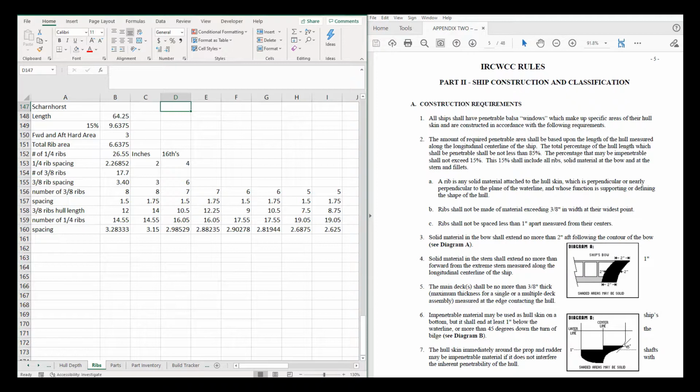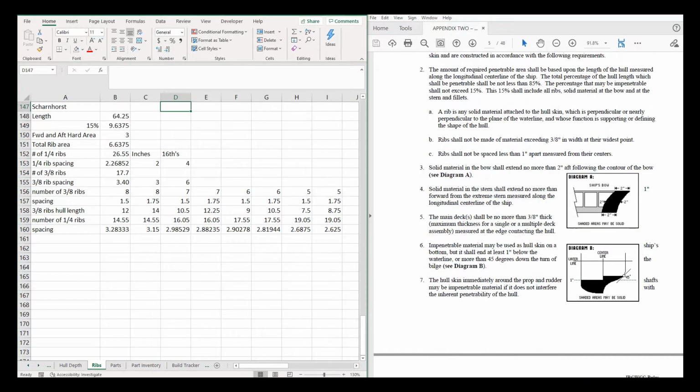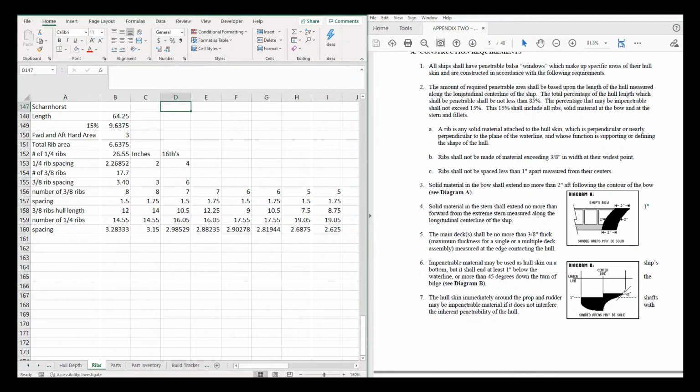Some other rules: ribs can't be greater than 3/8 inch width, and they can't be spaced closer than 1 inch apart from their centers. And I mentioned the bow and stern hard area, so here's a description of what's allowed for the bow, 2 inches with the contour, and on the stern it's going to be 1 inch from the furthest point.